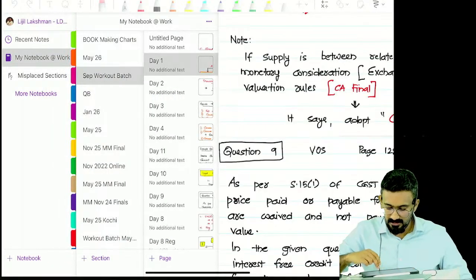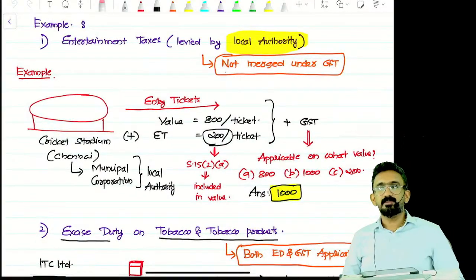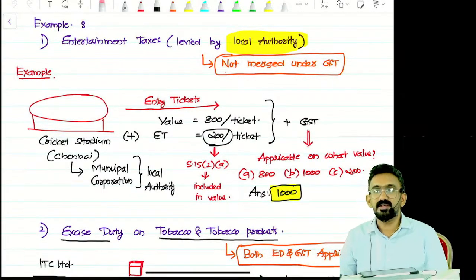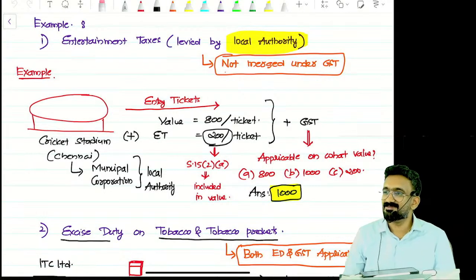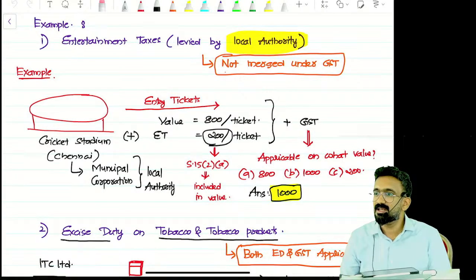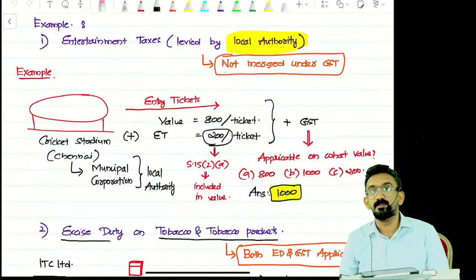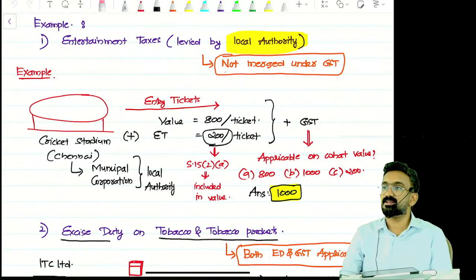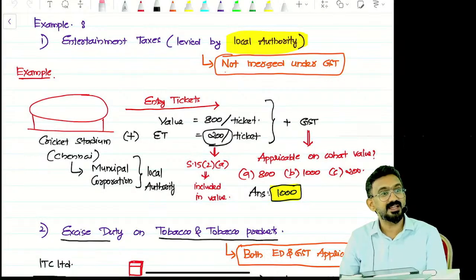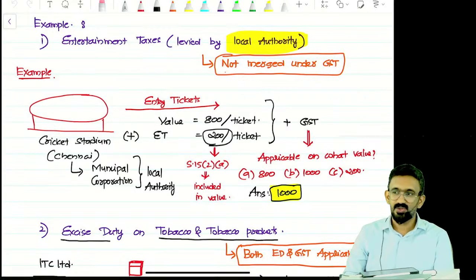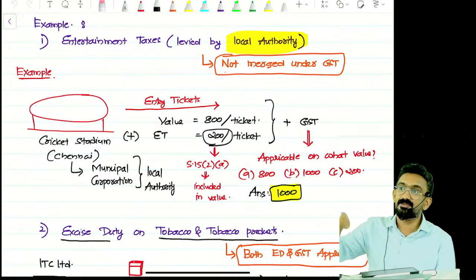What are those taxes that we have? Example number one, entertainment taxes levied by local authorities. Today when you go for your movie, what are the taxes that are applicable? Only GST, yeah? No. What is applicable? Entertainment tax by whom? Can the Tamil Nadu government levy entertainment taxes? No. But can the Chennai Municipal Corporation levy entertainment taxes? Yes, because they are a local authority. You have taxes levied by local authorities even after introduction of GST.